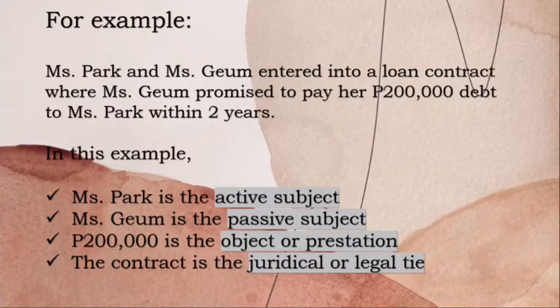For example, Ms. Park and Ms. Goom entered into a loan contract where Ms. Goom promised to pay her 200,000 debt to Ms. Park within 2 years. In this example, Ms. Park is the active subject because she is the creditor, while on the other hand, Ms. Goom is the passive subject because she is the debtor. The 200,000 debt is the object or prestation, while the contract is the juridical or legal tie.